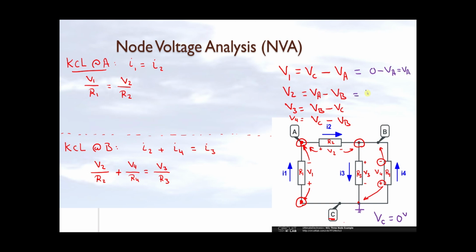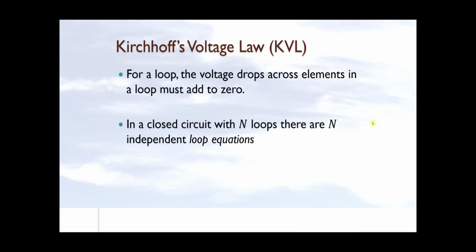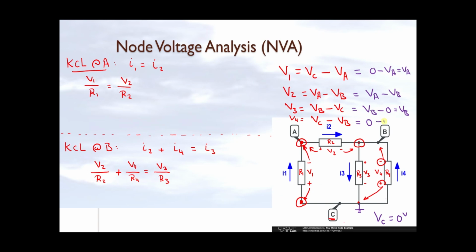Expression for V2 still the same, it's VA minus VB. For V3, it is VB minus 0, this gives me VB, and for V4 it is equal to 0 minus VB, equals minus VB. Now, what is nice about that is that even though I have 4 different voltages, I could represent them using only 2 parameters, VA and VB.